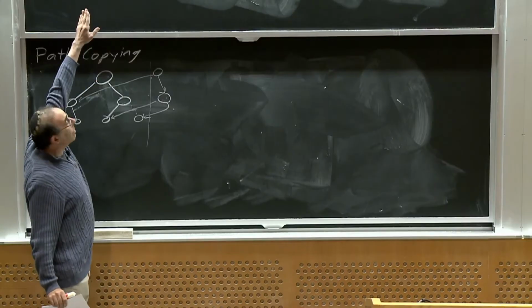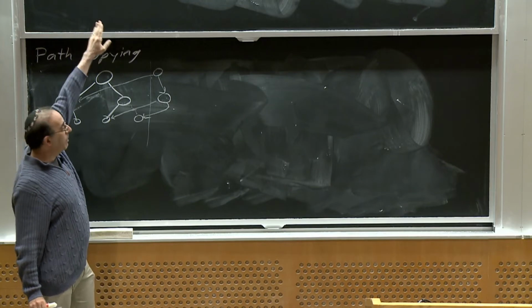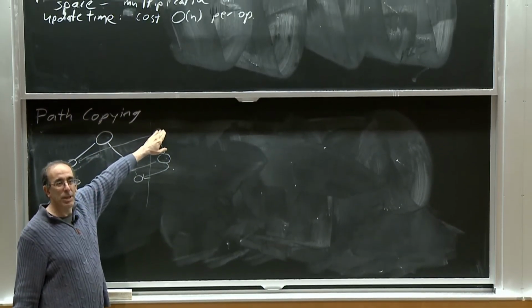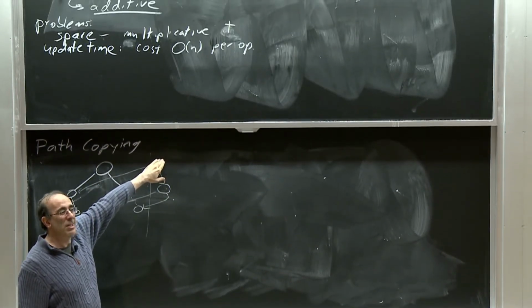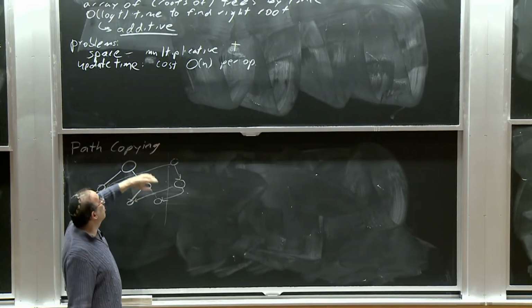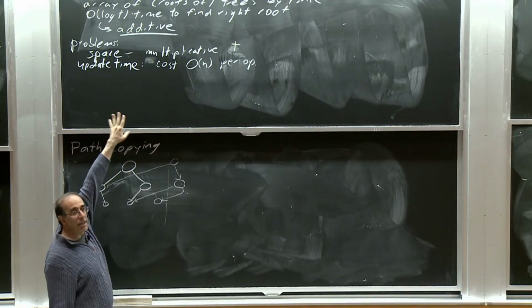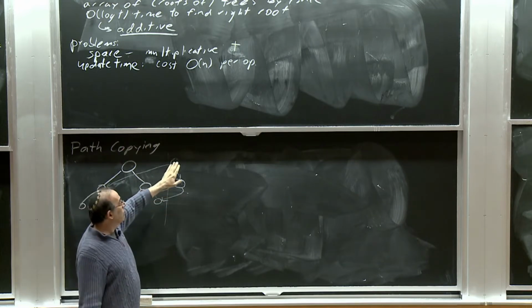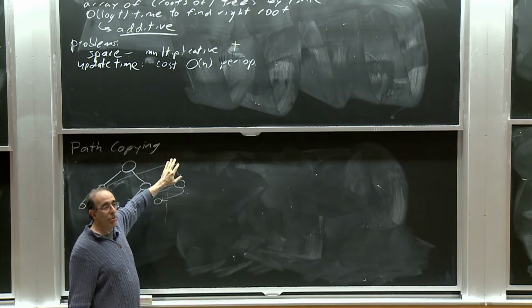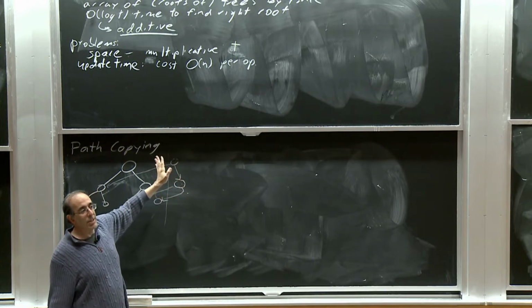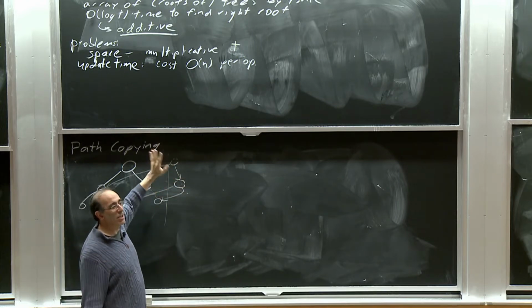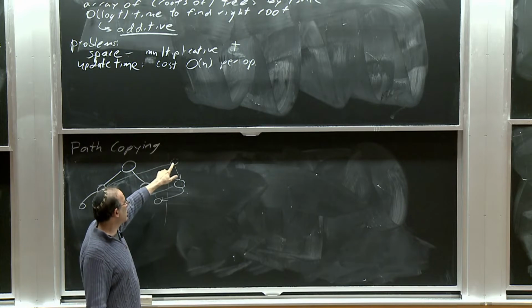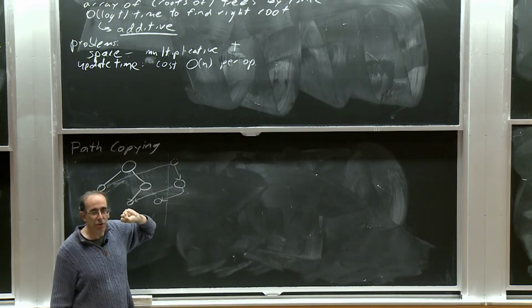Notice that I can still use the array of roots trick. I mean, the root's going to get copied on every single update, right? Because it always sees a change. And so I'm still going to be able to have this additive log t to find the appropriate root. Once I do, I'm going to descend through nodes that don't even know that they're part of a persistent data structure, right? They look just like the original nodes of the data structure. It's just that sometimes they're pointing into historical versions of it.